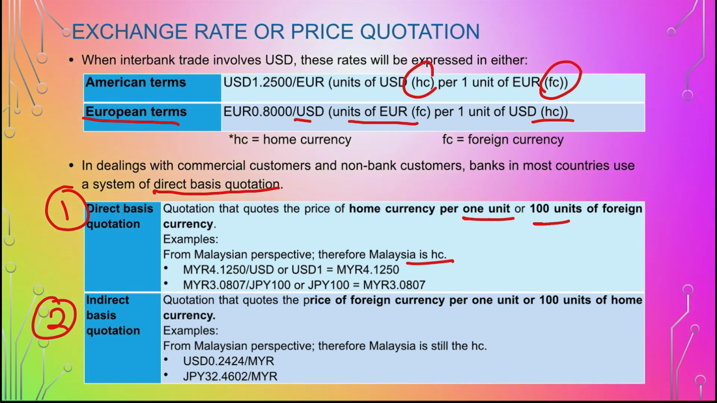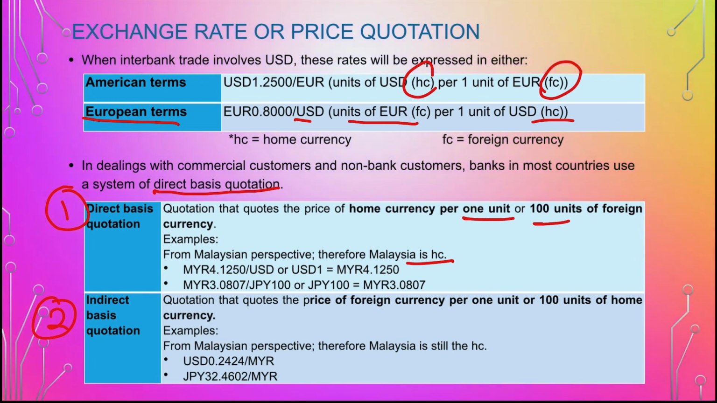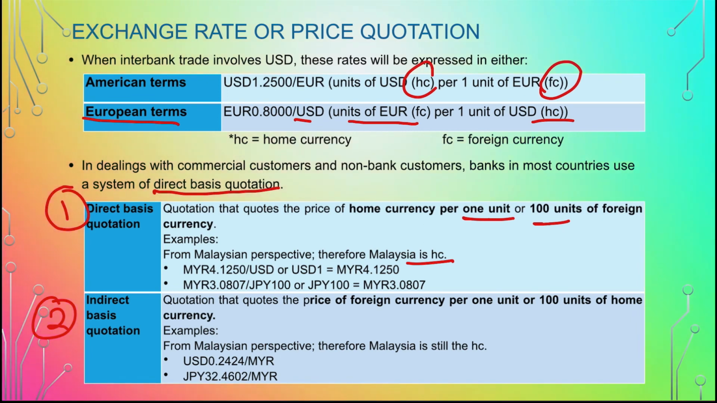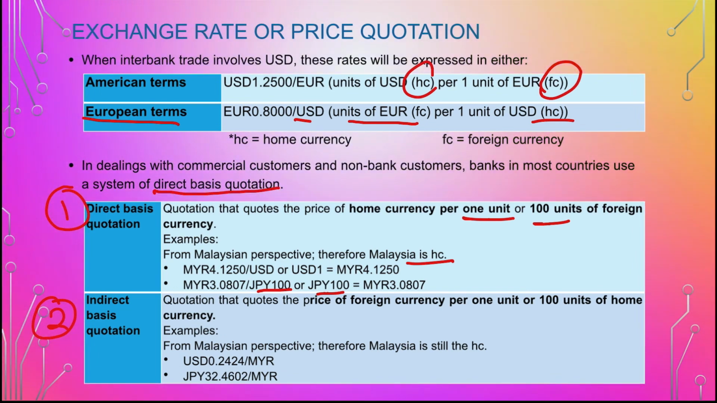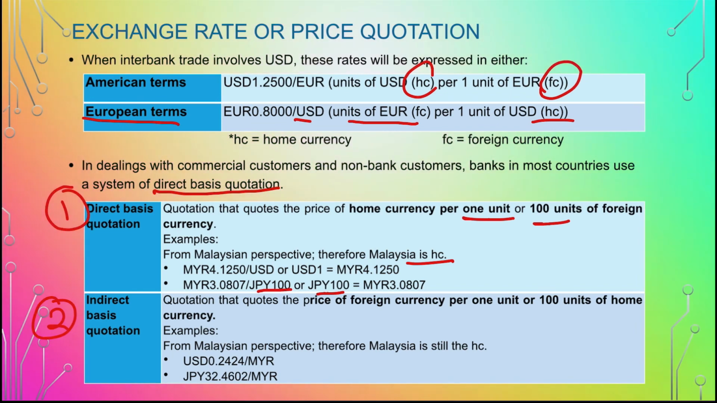Or 100 units of foreign currency, we compare the Malaysia ringgit and Japanese yen. So for Malaysia ringgit, 3.0807 over 100 Japanese yen, meaning 100 Japanese yen equals ringgit Malaysia 3.0807. This is the direct basis quotation.